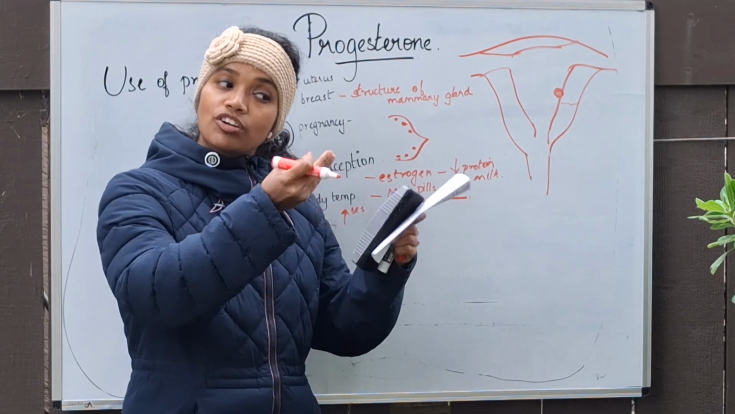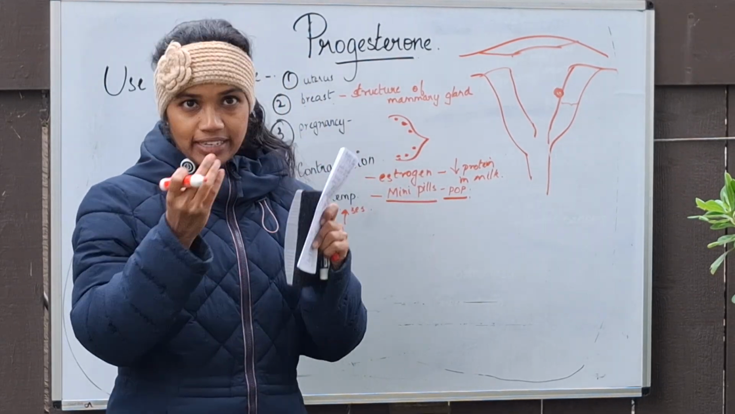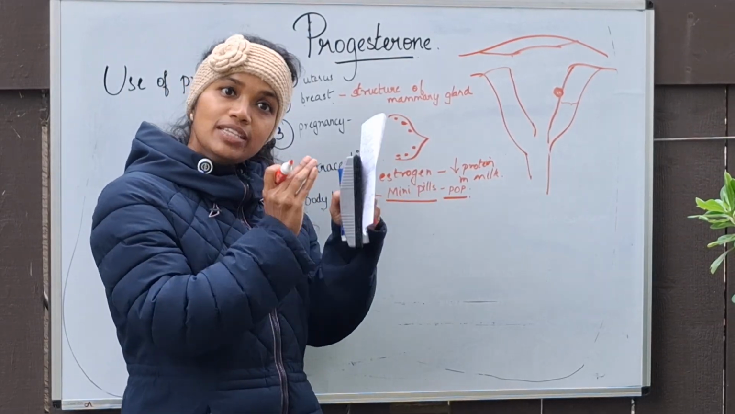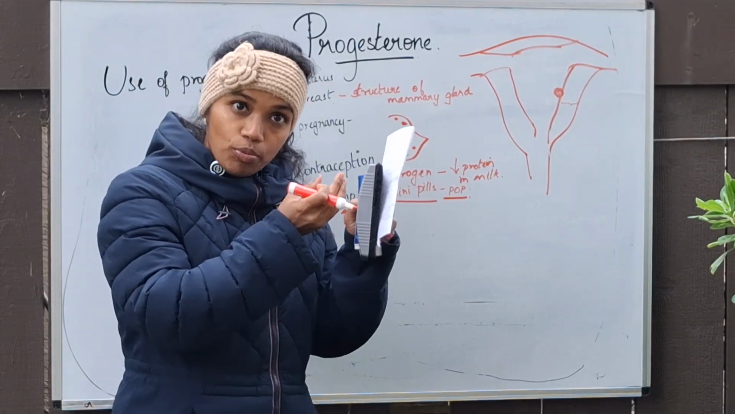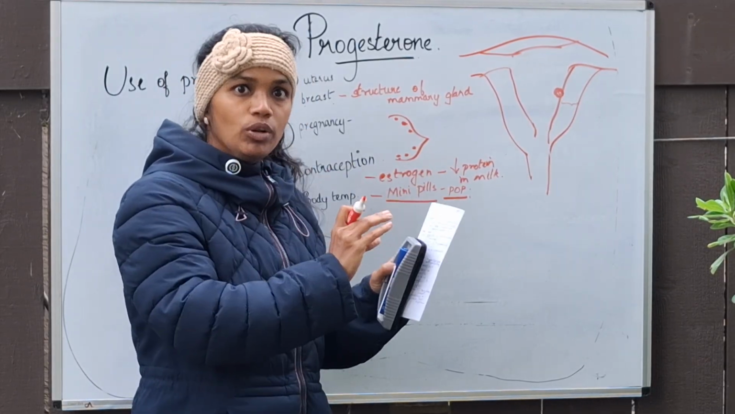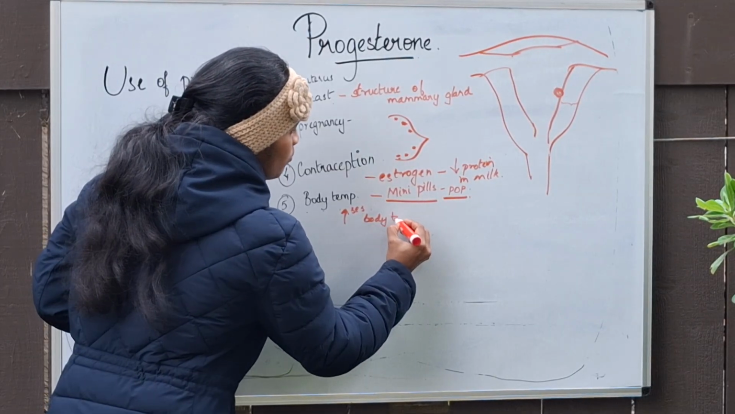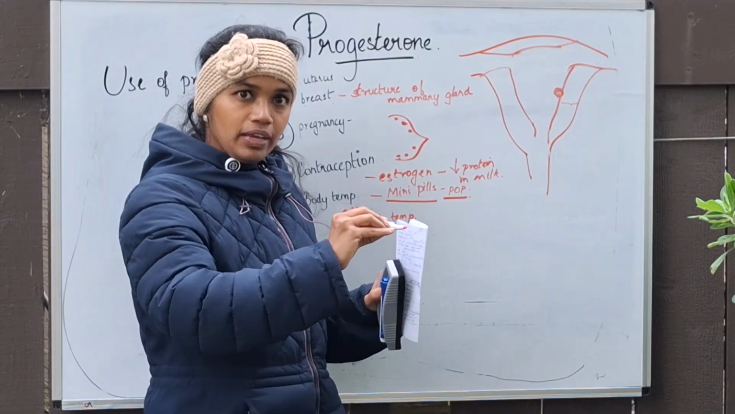Now the progesterone: after the Graafian follicle releases the ovum, the Graafian follicle forms the corpus luteum. So this corpus luteum will now be producing the progesterone. The production of progesterone immediately after ovulation will increase the body temperature. So this increase in body temperature is by progesterone.